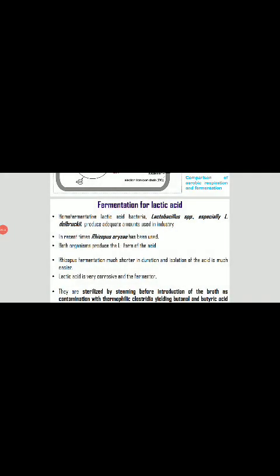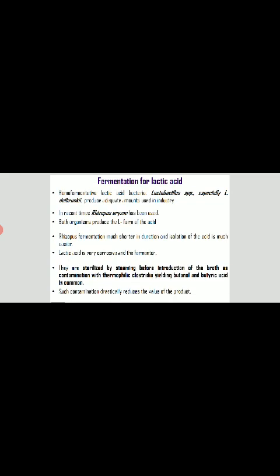When we talk about the production of lactic acid at industrial level, for that we have homofermentative lactic acid bacteria named Lactobacillus species, especially L. delbrueckii. In recent times, Rhizopus oryzae has been used. Both organisms produce the L form of the acid. Rhizopus fermentation is much shorter in duration and isolation of the acid is much easier.